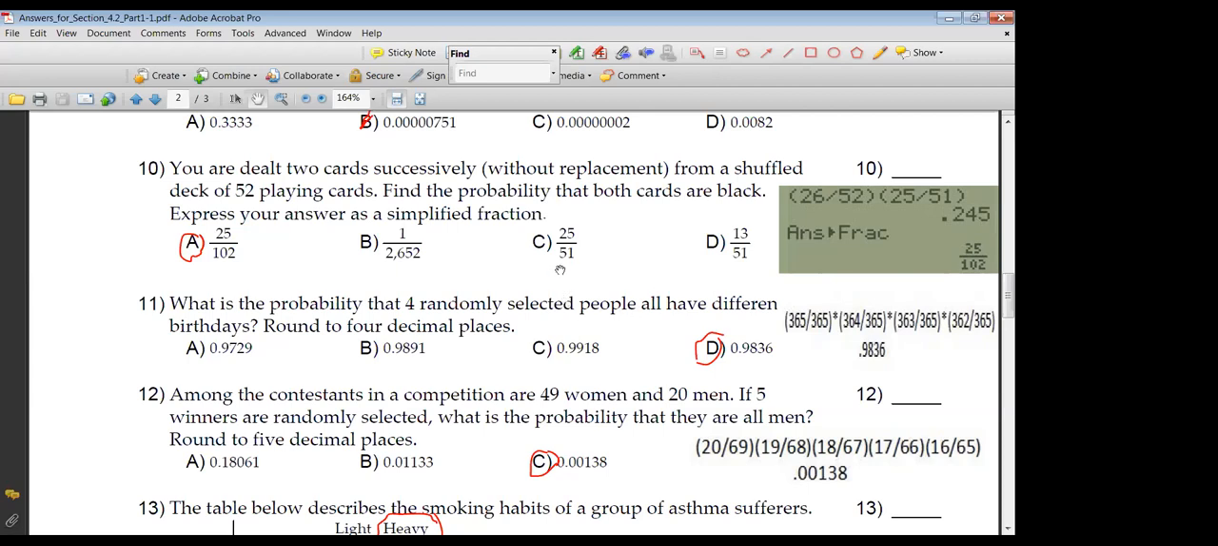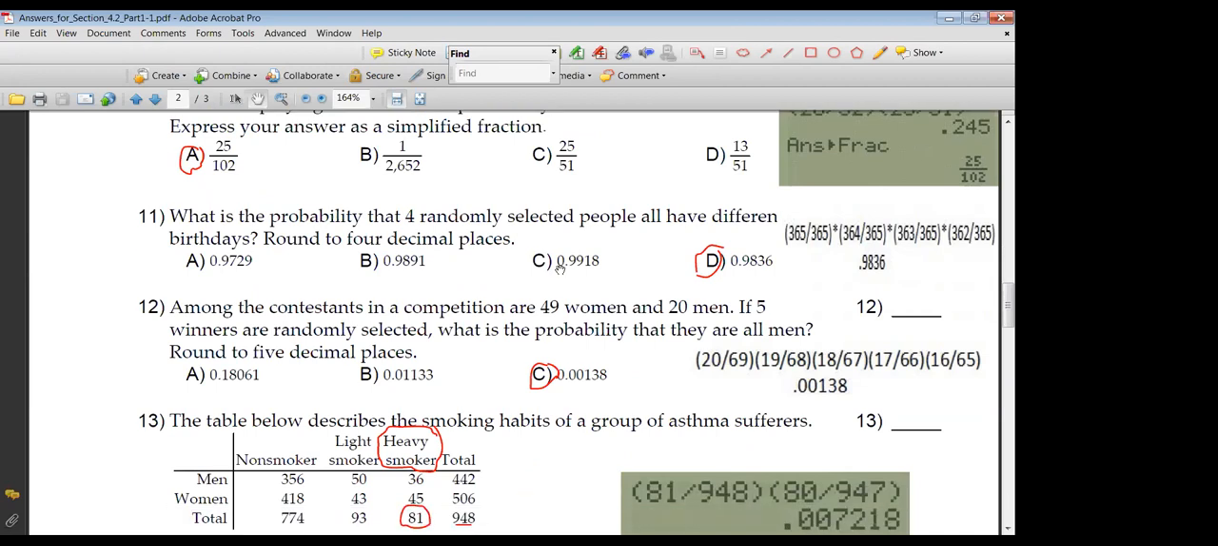Number 11 is kind of similar to number 9. You know, it's just kind of a head scratcher. Instead of these people having the same birthday, I'm saying, hey, what's the probability that four people have different birthdays? The little trick to this is the first person can have any birthday they wish. They don't have to match up with anybody. Let's say this person was born on July 1st again. The next person has to have a birthday different than July 1st. Well, guess what? There are 364 days out of the year that are not July 1st out of a total of 365. Let's assume this person was born on August the 1st.